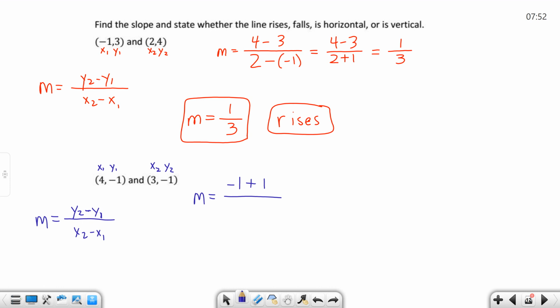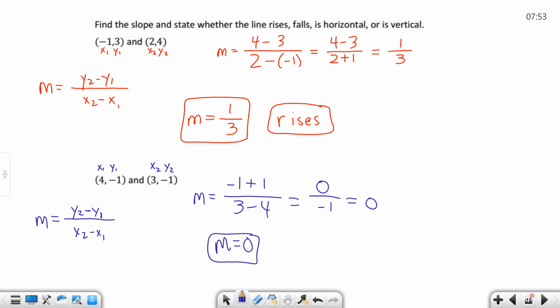And then, really you don't know which negative one you started with, but I started with this one here, so let's start with the 3, okay? So then we say 3 minus 4, and that's going to be... Negative 1 plus 1 is 0. Over 3 minus 4 is negative 1. So then my slope, what does 0 over negative 1 become? 0. My slope is 0.